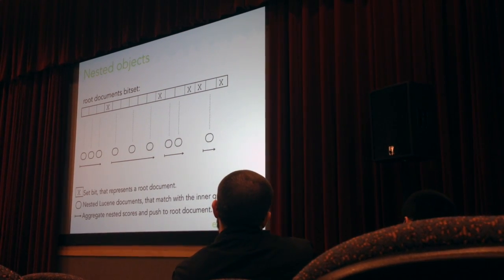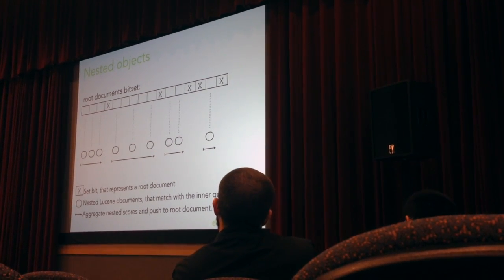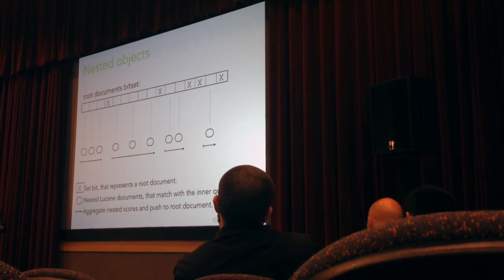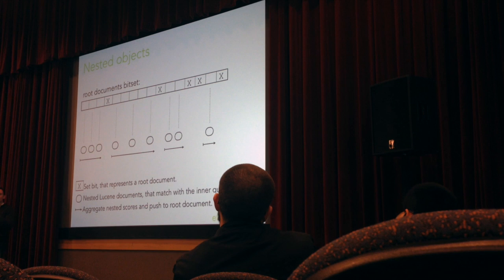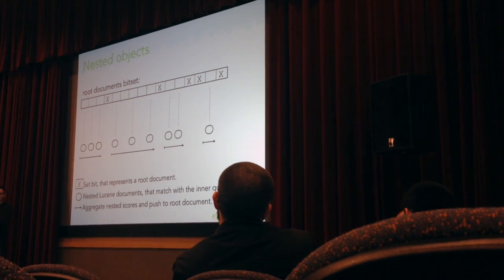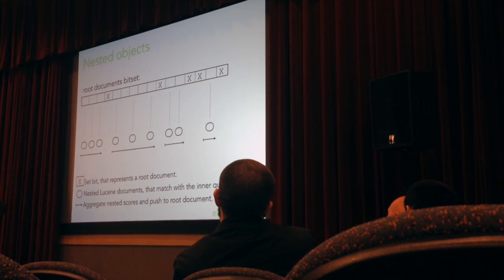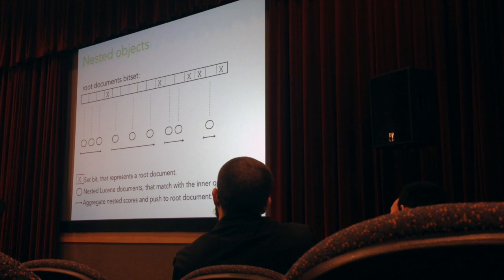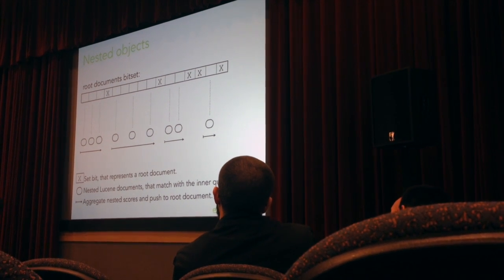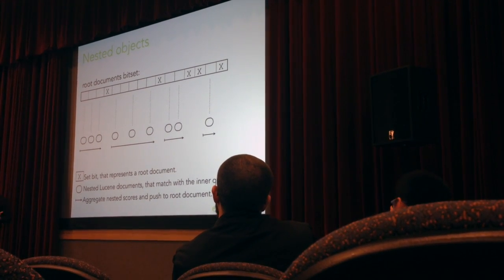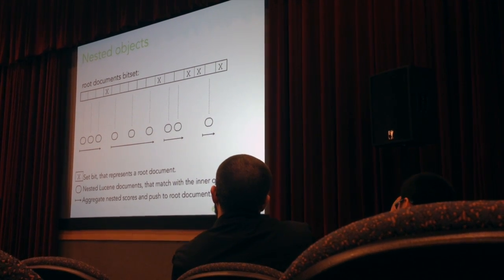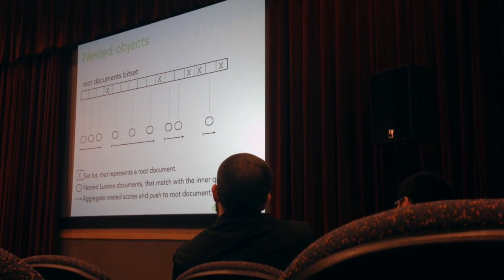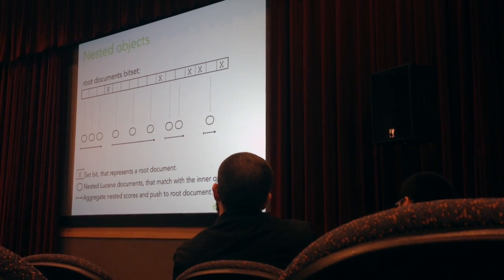So why is the block join really fast? As I mentioned, those documents are indexed into the index in sequence. You have these inner objects next to each other, then you have the main document, and they sit next to each other in the Lucene index. The Lucene index is segmented, with several segments, and they stay in the same segment, guaranteed to always remain there, even though segments get merged and those documents are put into new segments.